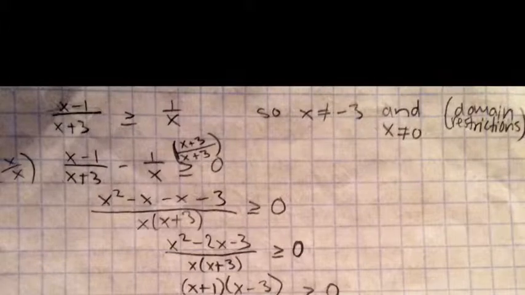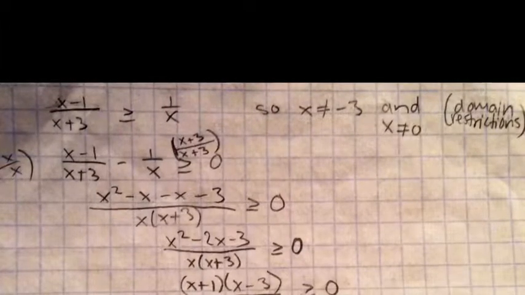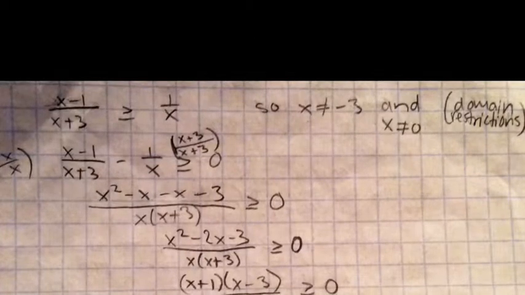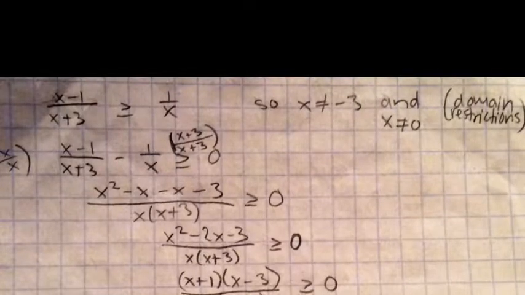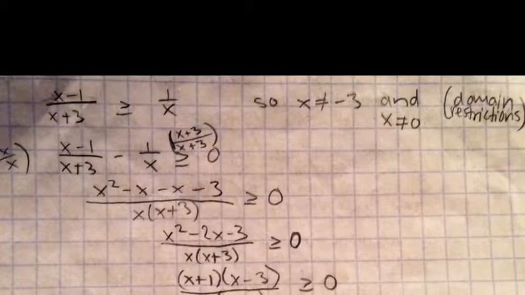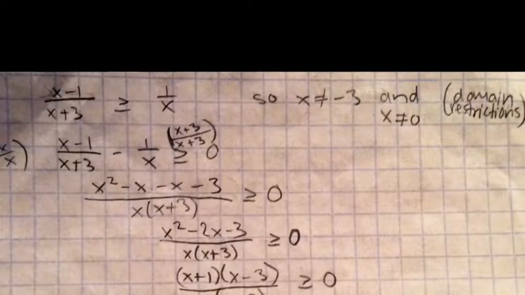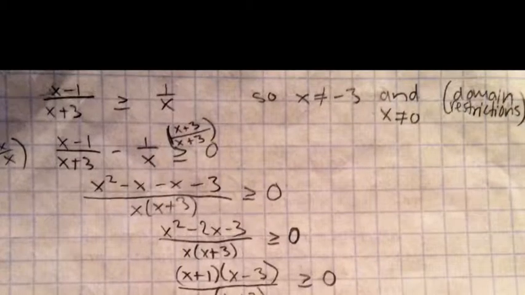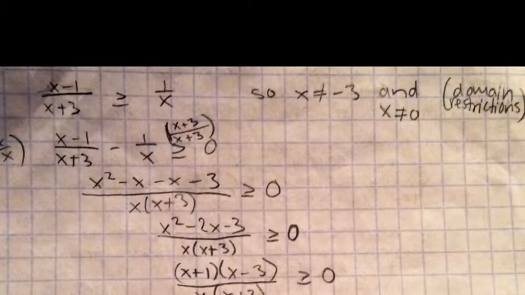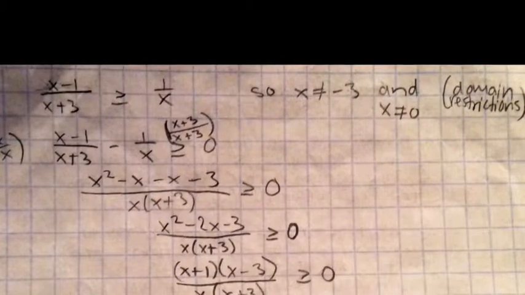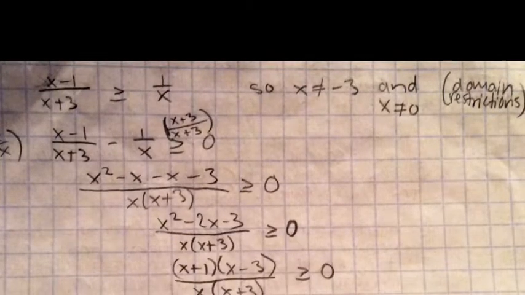So now our inequality is x squared minus x minus 3 divided by x times x plus 3 is greater than or equal to 0. Next, we can simplify the numerator to be x squared minus 2x minus 3 divided by x times x plus 3 is greater than or equal to 0. That numerator factored is x plus 1 times x minus 3 divided by x times x plus 3 is greater than or equal to 0.